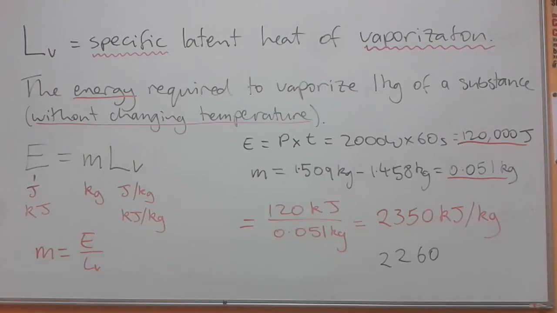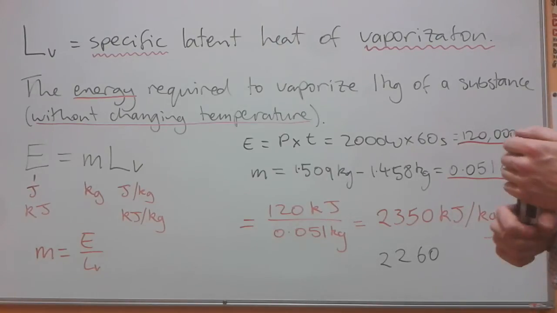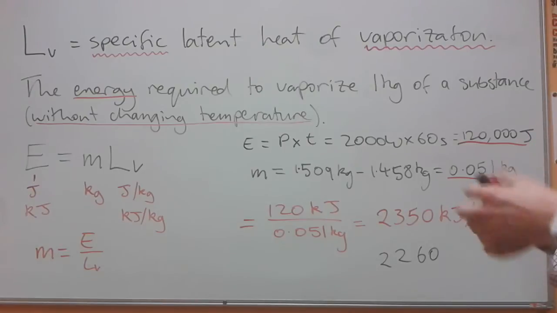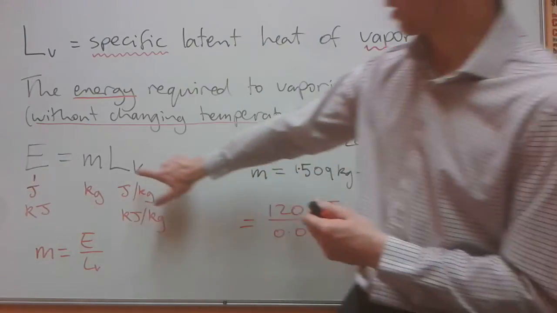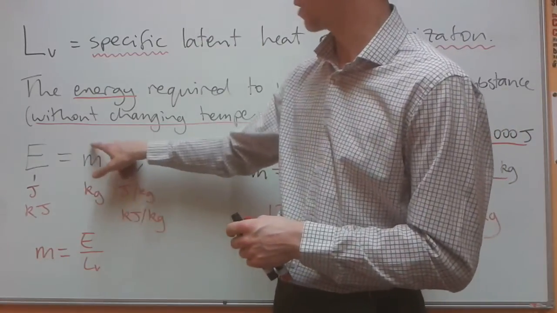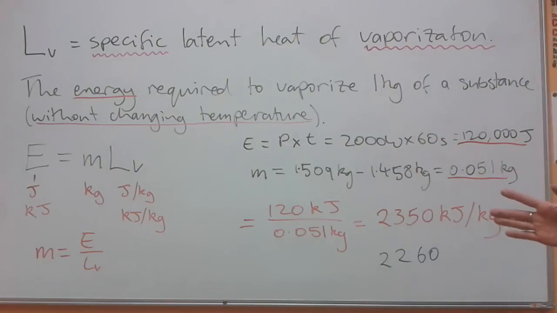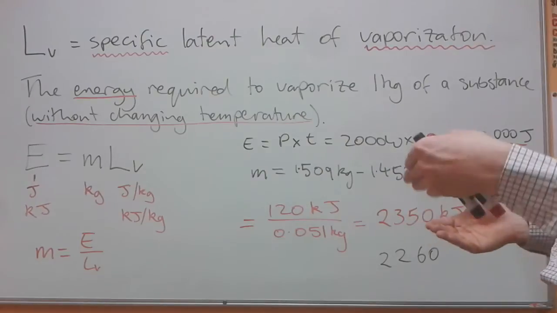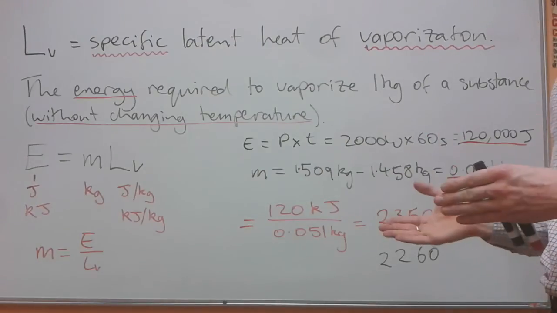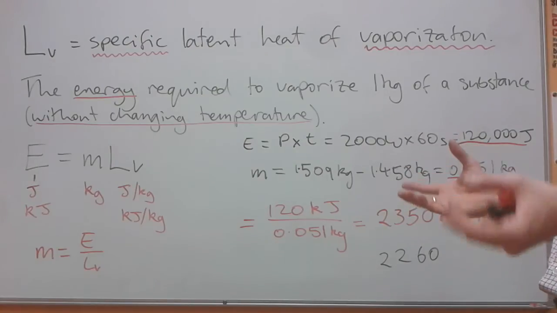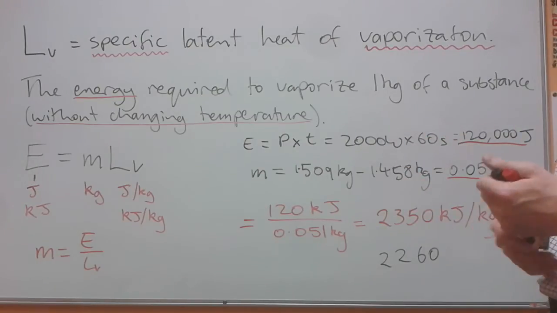So just to reiterate then, the specific latent heat of vaporization is the energy required to vaporize 1 kilogram of the substance without changing its temperature. So if you want to vaporize something, you've got to put energy in. This formula tells you how much energy you have to put in to vaporize a certain mass of substance. Now, just to say that it works the other way too. So if you put this energy in to vaporize stuff, you get that energy out if you condense it back. So when water goes from a gas to a liquid, this energy is released.